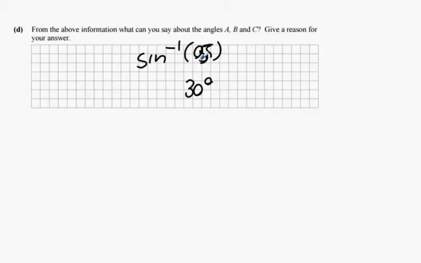You could just leave it as they all have the same sine value, therefore they're all the same angle. Did you not say they're just proportional? No, that won't be specific enough. Okay.